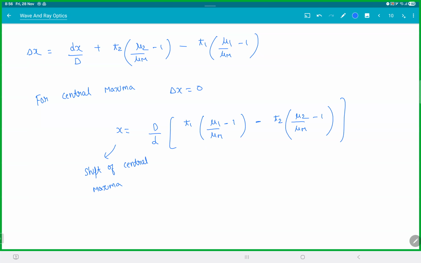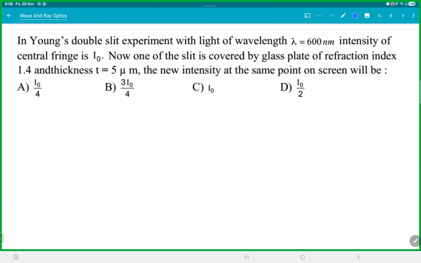Clear? And they can ask you multiple questions like, if the central maxima does not shift, find the relation between them. So x must be 0. Clear? The shift of central maxima. So this is some pretty good questions when you put slabs. So I think now can you do this?